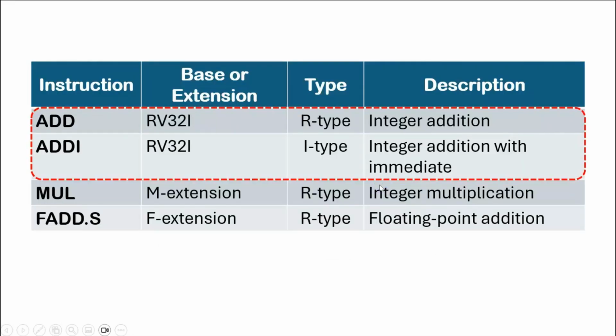Let's take a look at a couple of RISC-V base instructions. Here we have an ADD instruction, that is the RV32I R-type instruction, and it's the integer addition. Then you have ADDI, this is an RV32I I-type instruction, integer addition with immediate.